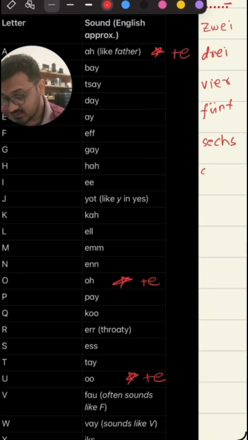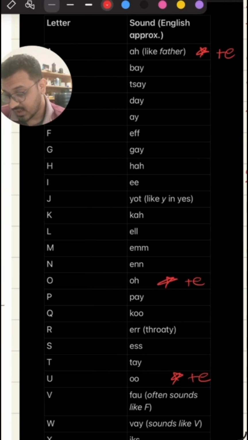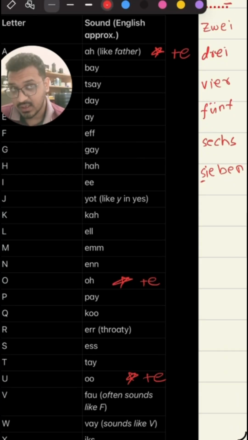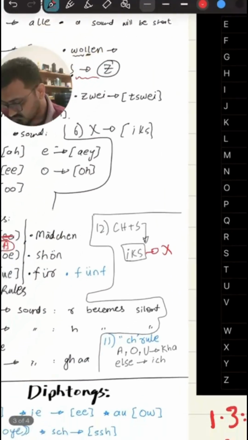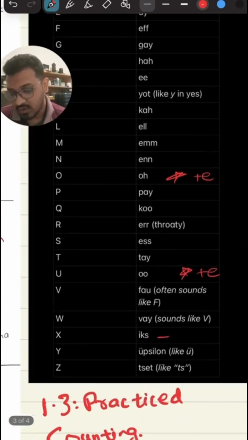Then we have sieben. Here S sounds as za, not sa, and the rule followed is rule number 4. Then we have acht, where whenever a vowel comes before the ch, it sounds as ha, and the vowels include A, O, U. These 3 vowels, whenever they come before ch, will sound as ha. So we have acht. Then we have 9, which is neun. Here we see EU, which is a diphthong, and the diphthong EU sounds as oi. So that's what we are following here, neun.